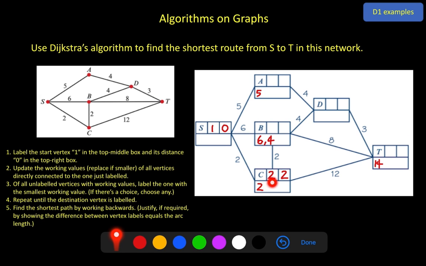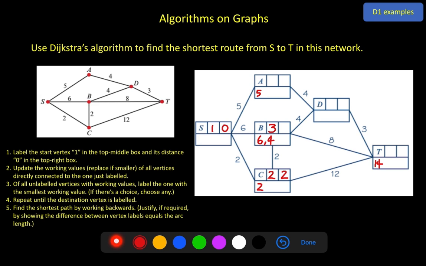I have, however, finished this step. I've updated all the working values from C. Now, of all the unlabeled vertices, including A, which I didn't do this turn, but which is unlabeled, I need to choose the smallest working value. So I've got 5, 4, and 14. 4 is my smallest working value, so I'm going to label B.